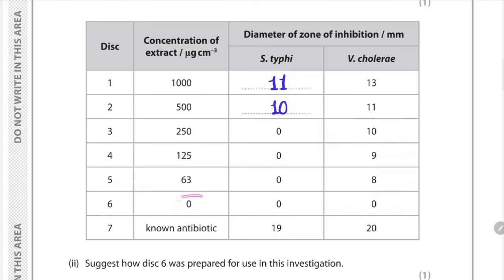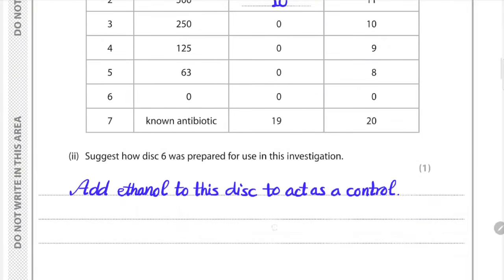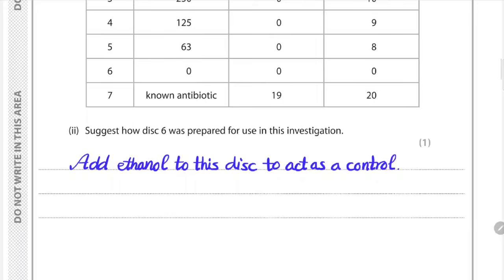Disc 6 has 0 concentration of extract, which means this was used as a control. So how am I going to prepare a control here? It's going to only be the solvent alone with nothing added. So what is my solvent? My solvent was ethanol. So just say that we're going to add ethanol to this disc to act as a control.